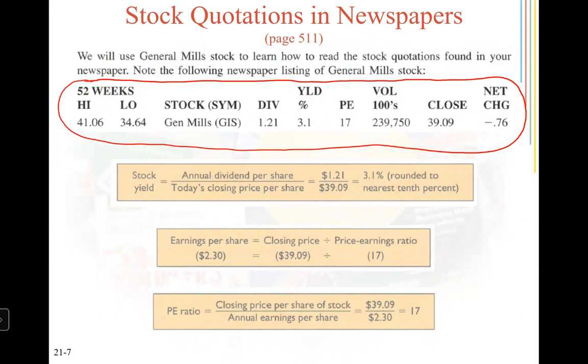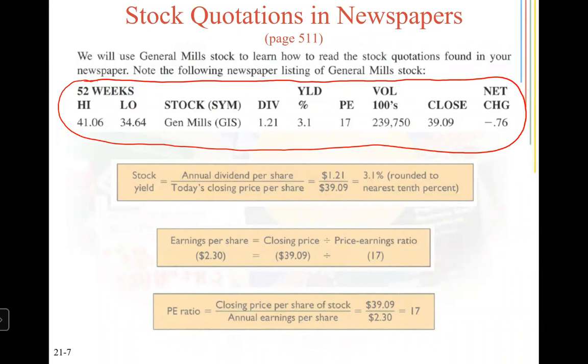Right. So for 52 weeks, which represents a year, the highest that stock was sold for was $41.06. And the lowest it was sold for was $34.64. Okay, so that's what the high-low refers to.